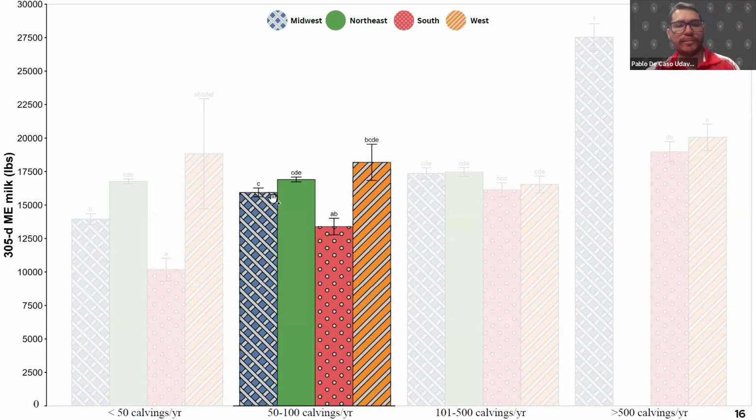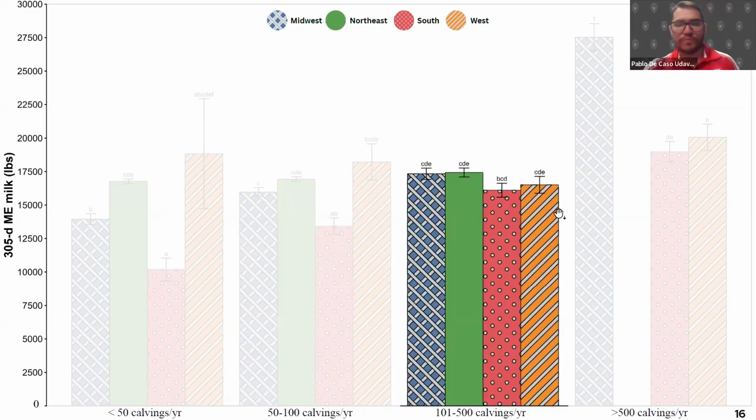Moving onward, when we're doing the comparison between the 50 and 100 calvings per year, we can see very clearly that the Northeast and the Midwest are pretty similar, but they differ from the previous category in terms of the Midwest. And then we're also seeing that there are differences between the Midwest and the South, but not with the West again.